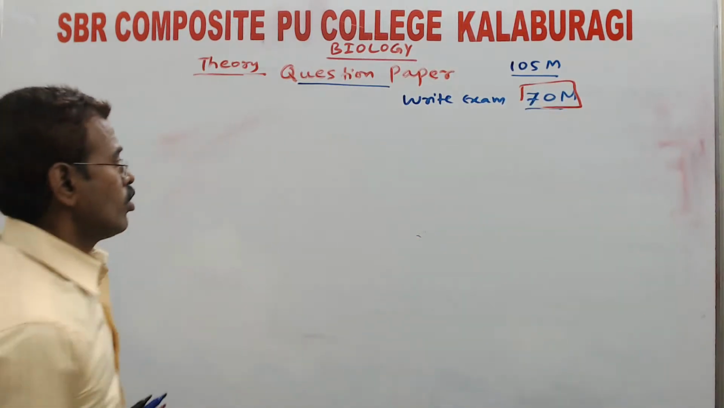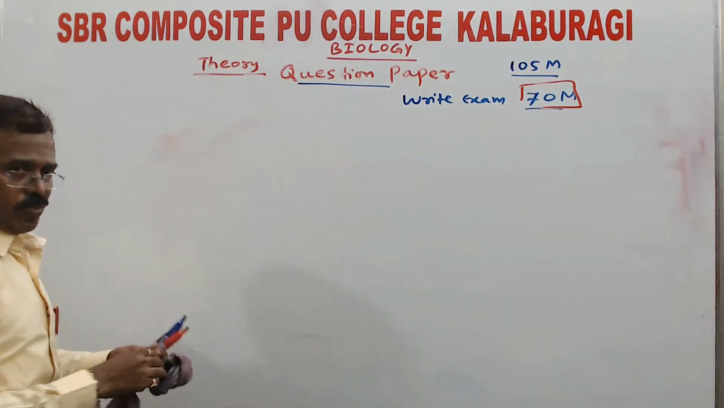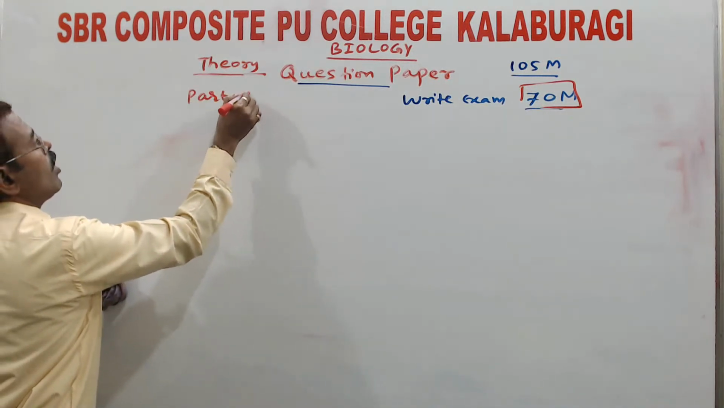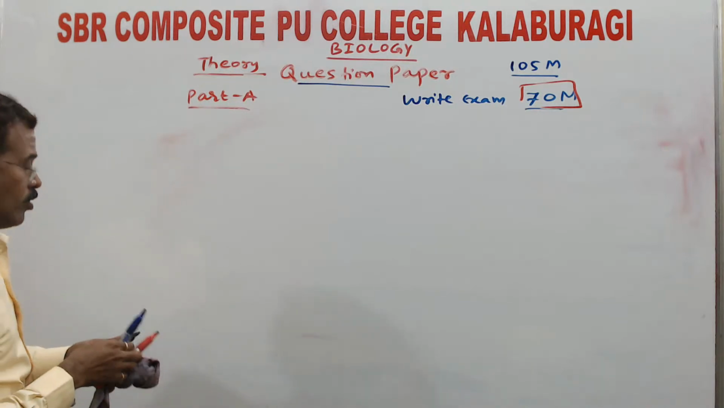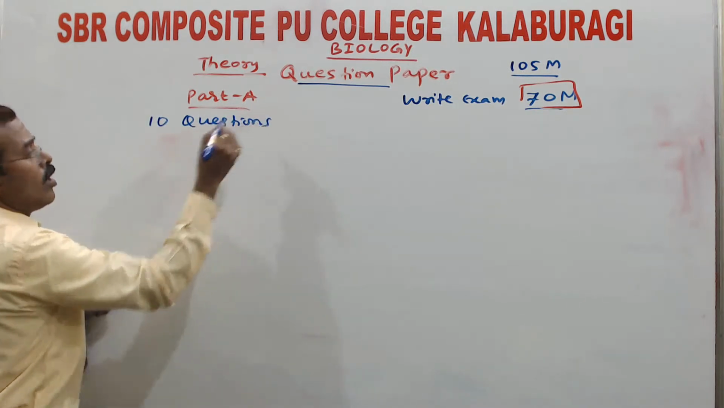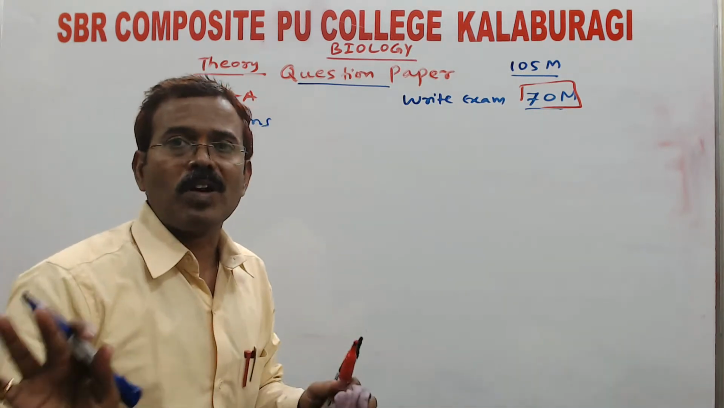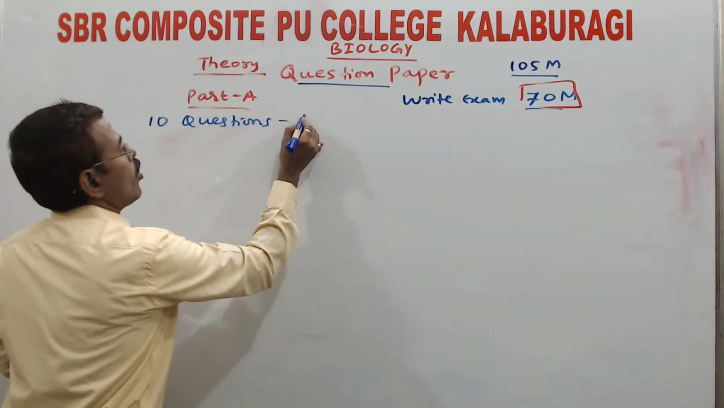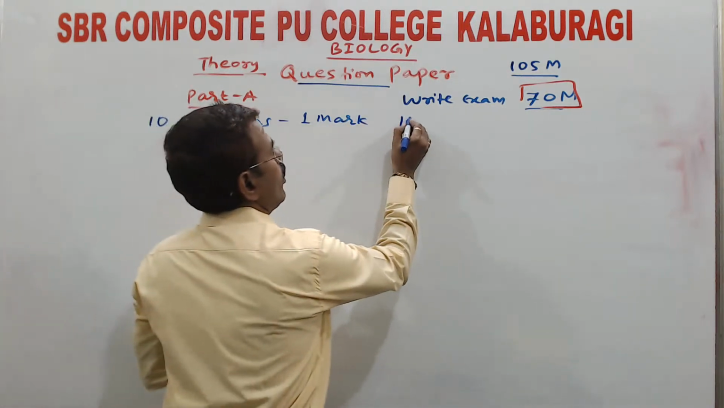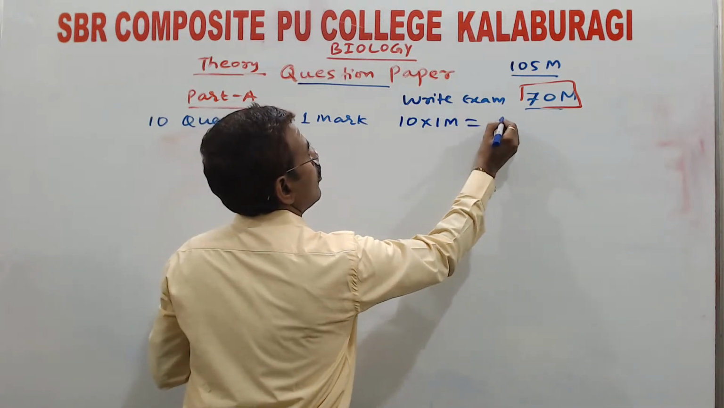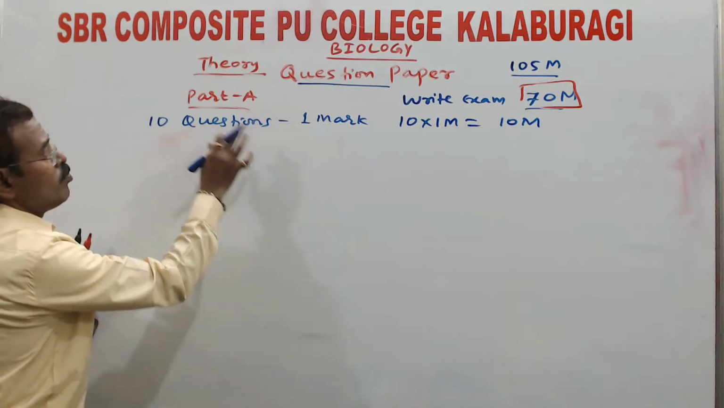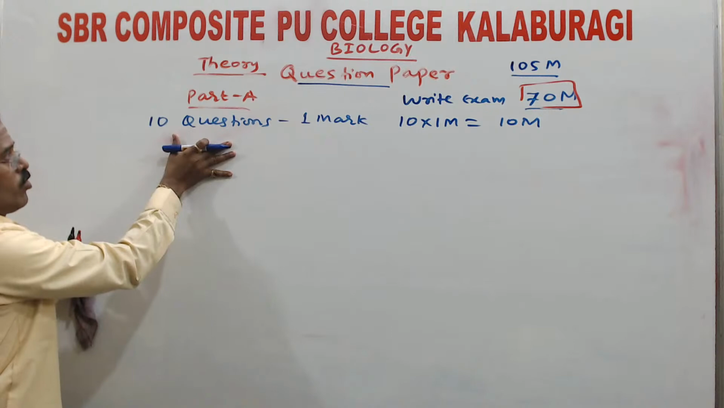So the theory question paper for 70 marks has different parts. What different parts are there? First, part A. In part A, we have 10 questions. All are compulsory, no choice. These are all 1 mark questions. So 10 into 1 mark is 10 marks. Part A, 1 mark, 10 questions.